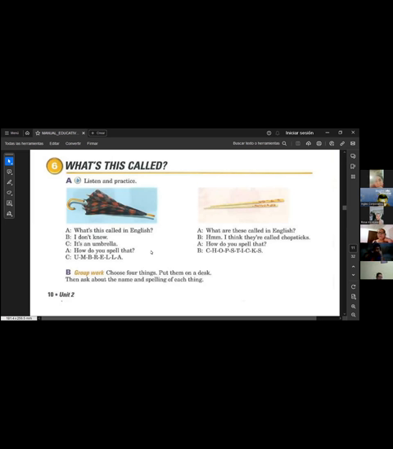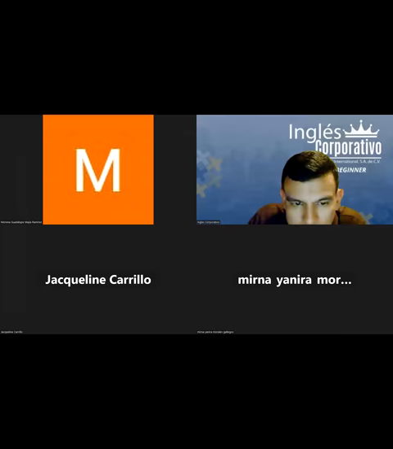What are these called in English? I think they are called chopsticks. How do you spell that? C-H-O-P-S-T-I-C-K-S. What is this called in English? I don't know. It's umbrella. How do you spell that?